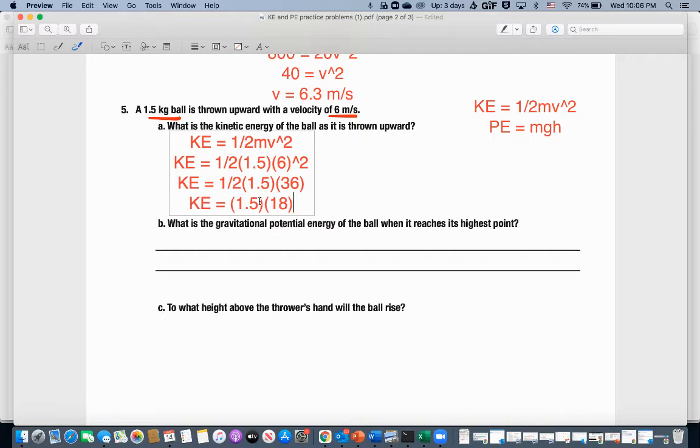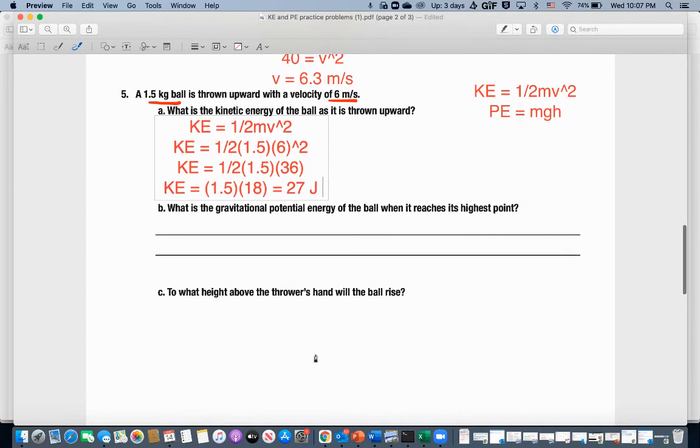Anytime you do 1.5, I can just split that into 1 times 18 plus 0.5 times 18. That's a nice little trick here. So really it's just what's half of 18 plus 18. In this case, half of 18 is 9, so 18 plus 9 is 27. So 1.5 times 18 is 27 right here. We know we're calculating kinetic energy, so this should be a unit of joules. Okay, so we went ahead and calculated the kinetic energy here.